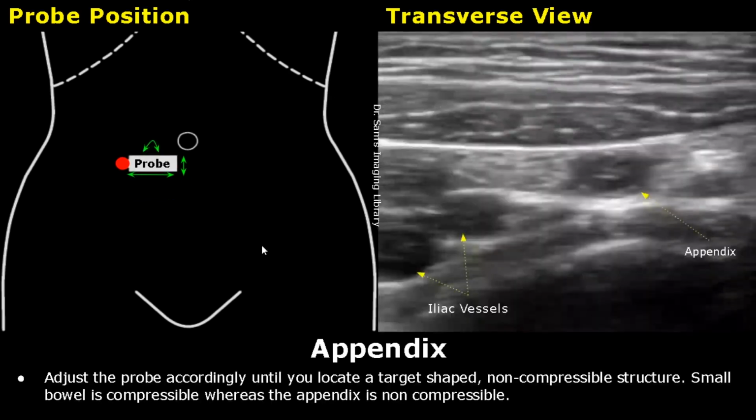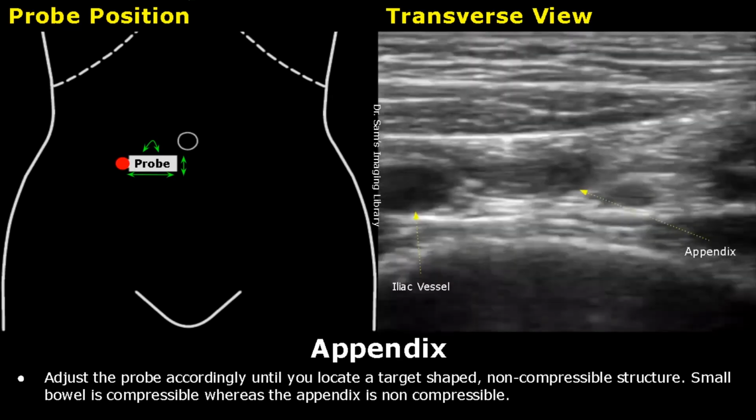Adjust the probe accordingly, like this, near the umbilicus, until you find a target-shaped, non-compressible structure. This will be the appendix. The appendix can be distinguished from the small bowel by seeing the compressibility. The small bowel is compressible when we apply probe pressure, but the appendix is not compressible when we apply probe pressure. The appendix gives a target sign appearance in transverse view.